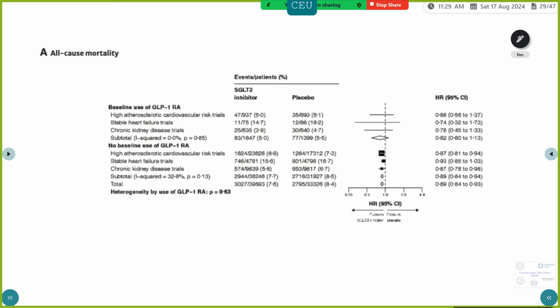Coming to all-cause mortality, in this again we can see that the trials in patients who are using GLP-1 RA, they have mentioned in their results that SGLT2 inhibitors have a beneficial effect on mortality regardless of whether patients were using GLP-1 RA. But we can see that in the subtotal of the patients who are using GLP-1 RA, it was crossing the line of no effect. So but in the other group where patients were not using GLP-1 RA, there was an effect which was on one side. So we may have to use it only in this population. We cannot extend it to the people who were using GLP-1 RA agonists at baseline.